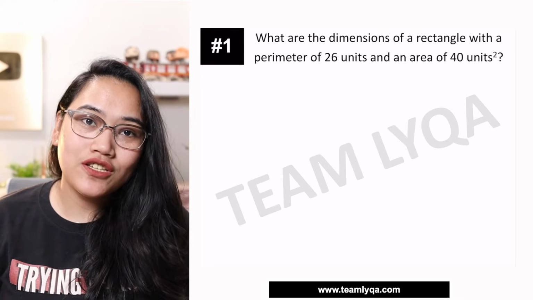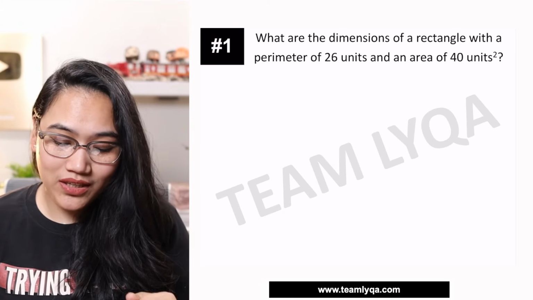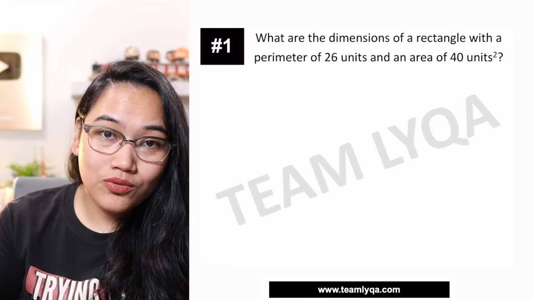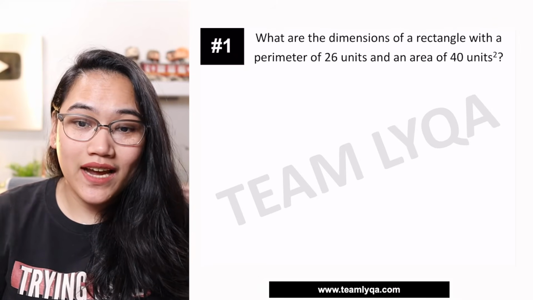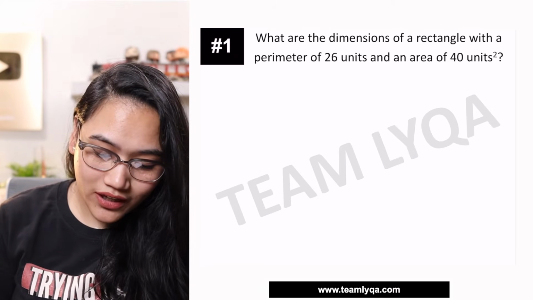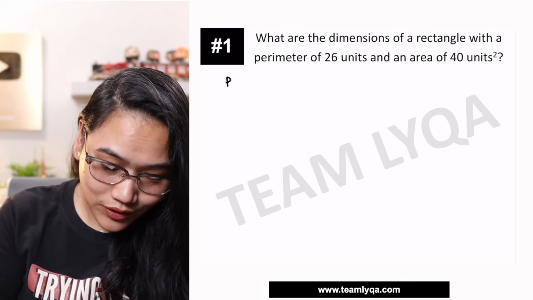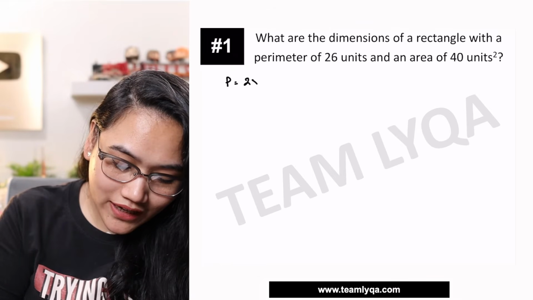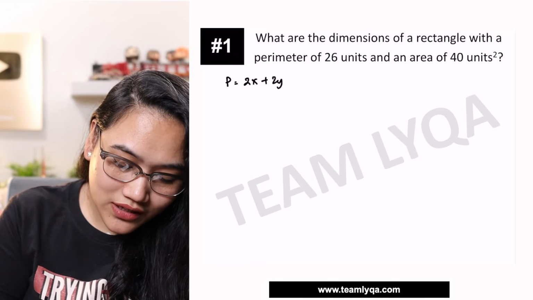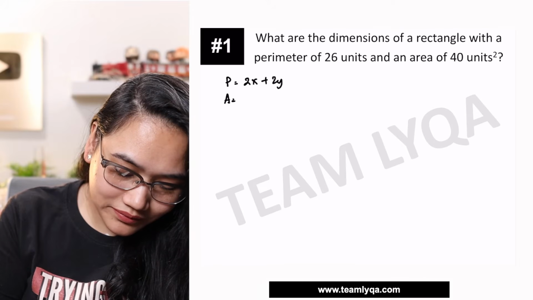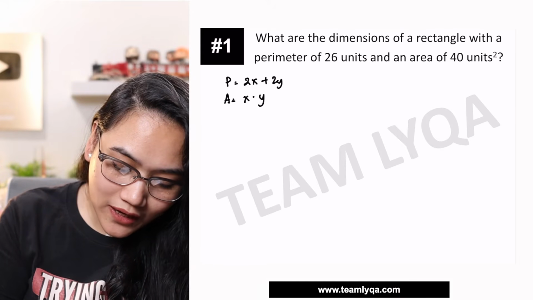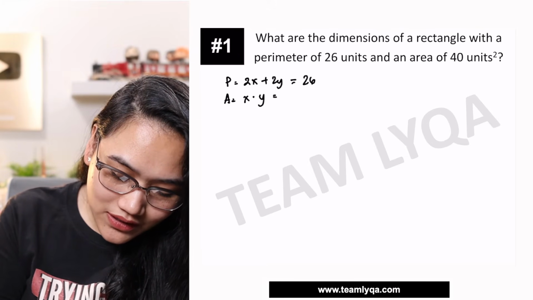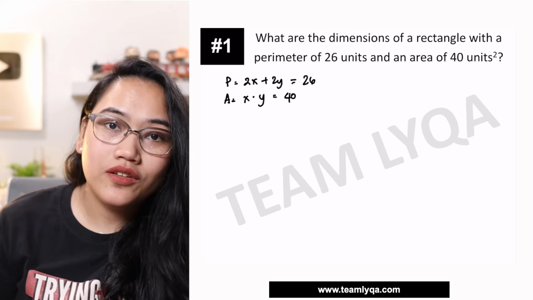Sabi dito, what are the dimensions of a rectangle with a perimeter of 26 units and an area of 40 units? So again, if you want to solve it using the long method or kailangan mo ipakita na gumamit ka ng quadratic equation o kaya ng factoring, we're going to do it like this. So we have the perimeter is equal to twice the length, pangalanan din natin siyang x, and twice the width. And then you have the area, which is x times y. Substitute natin kung ano yung mga binigay sa tanong. Ang perimeter daw ay 26 units at ang area ay 40 units.